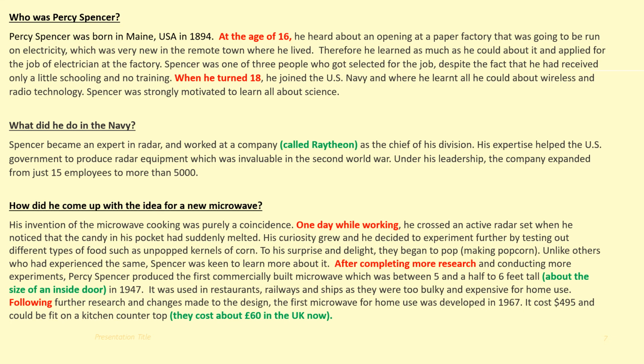After completing more research and conducting more experiments, Percy Spencer produced the first commercially built microwave, which was between 5.5 to 6 feet tall, about the size of an inside door, in 1947. It was used in restaurants, railways and ships as they were too bulky and expensive for home use. Following further research and changes made to the design, the first microwave for home was developed in 1967. It cost $495 and could fit on a kitchen countertop. They cost about £60 in the UK now. So as you can see, as the technology has progressed, it's become cheaper and more accessible for people to buy.